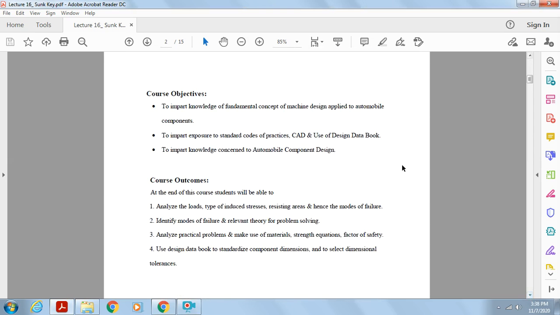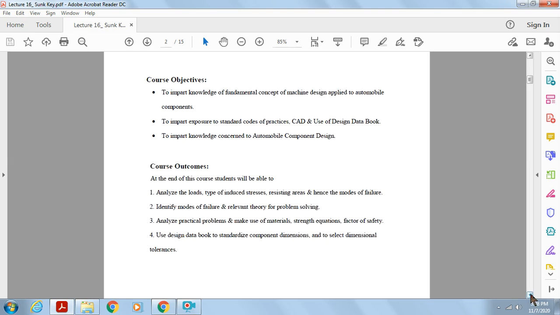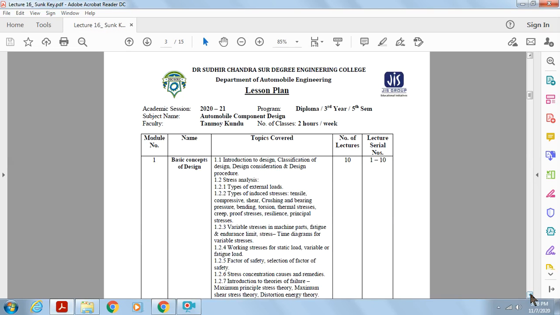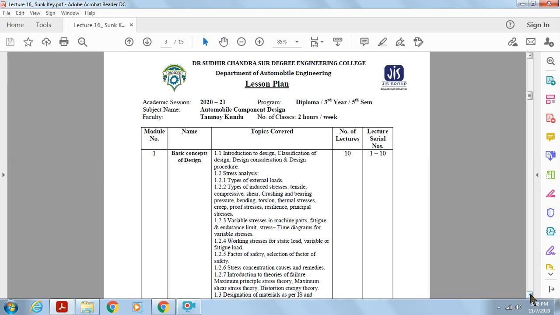Next come to the course objectives. So we have total 3 different course objectives. Coming back to the course outcome, at the end of this course students will be able to analyze, identify and use these following 4 important course outcomes. So this is our lesson plan. Already I have finished the module number 1.